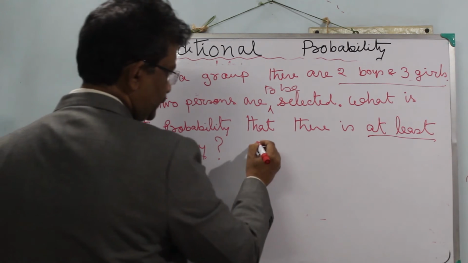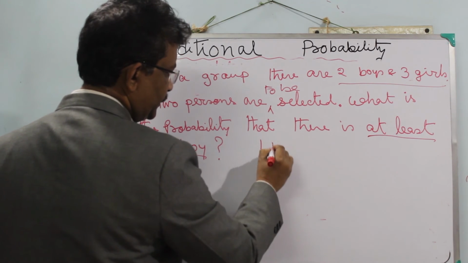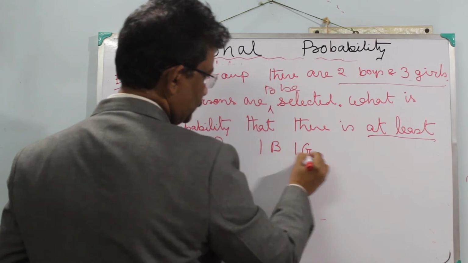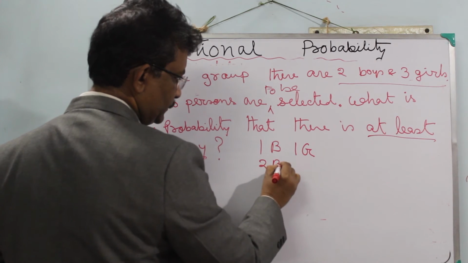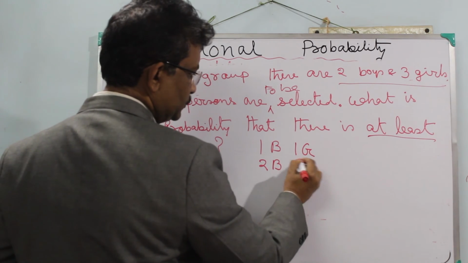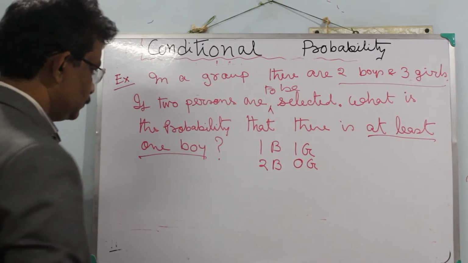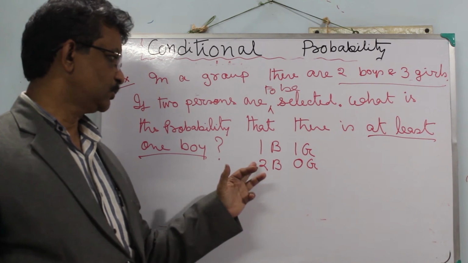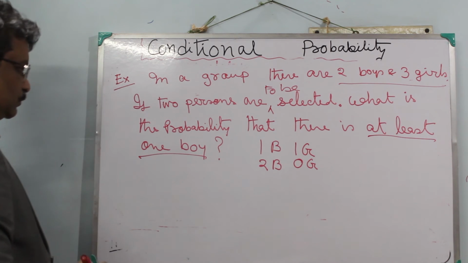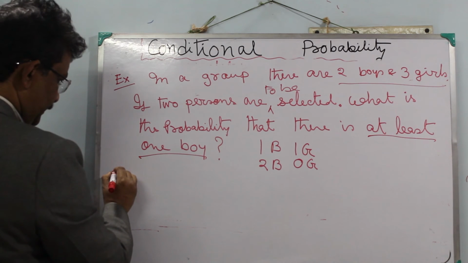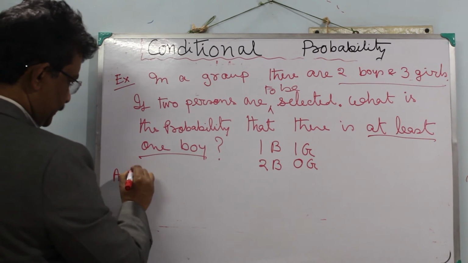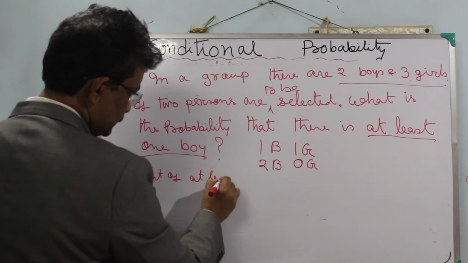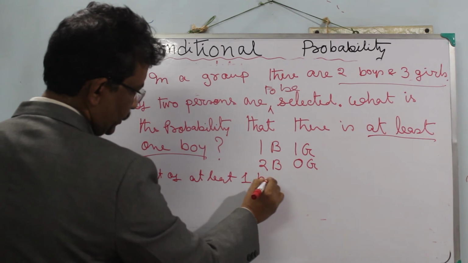So there must be at least one boy, that means one boy. If there is one boy, in a committee of 2, there will be one girl. If there are two boys, the number of girls would be 0. So these are the 2 possible cases. First, one boy and one girl, or 2 boys and 0 girls. So let A be the event of at least one boy.